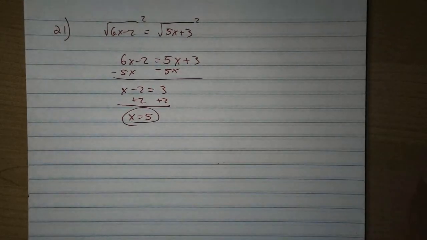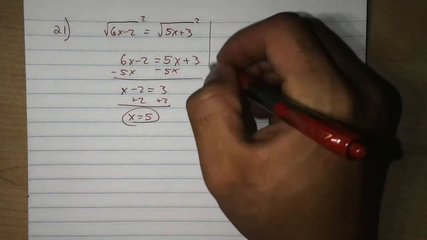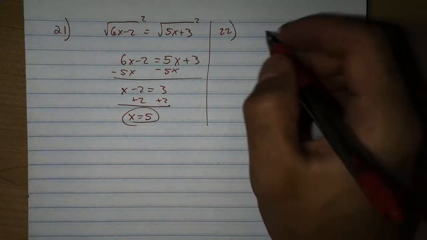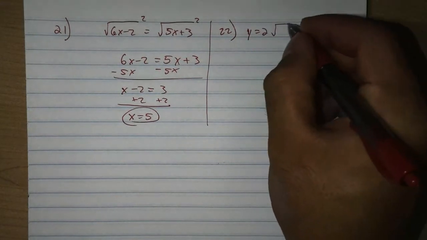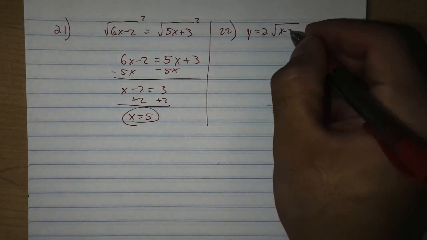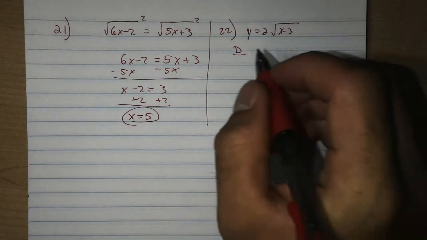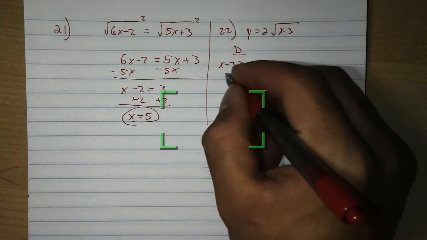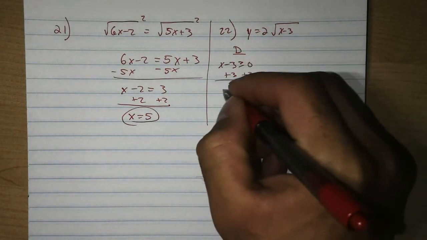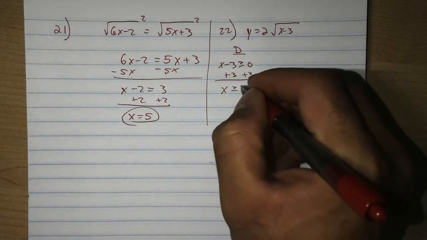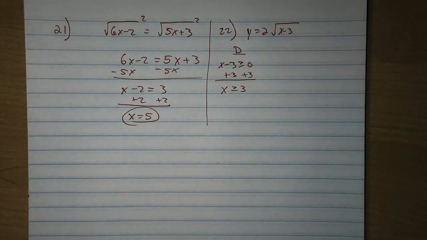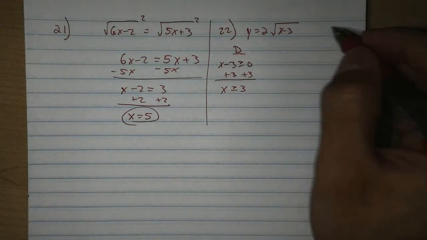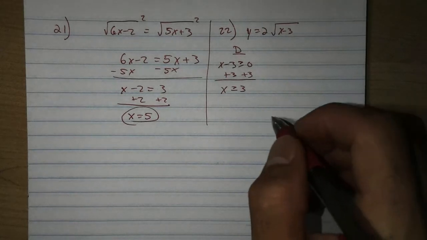22. What's 22? Put 22 right next to this one. Domain and range of this. Well, for the domain, let's see x values. Whatever's under here, x minus 3 must be greater than or equal to 0. The range, we look here, nothing is out here. It could be like a plus 3, a plus 4. There's no shift there.